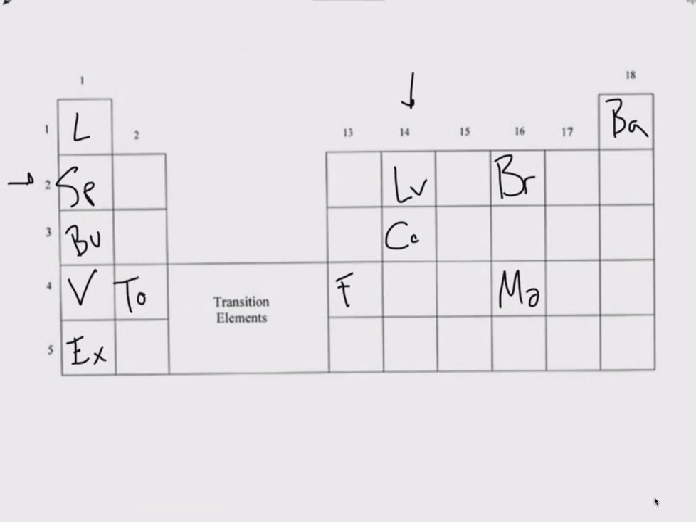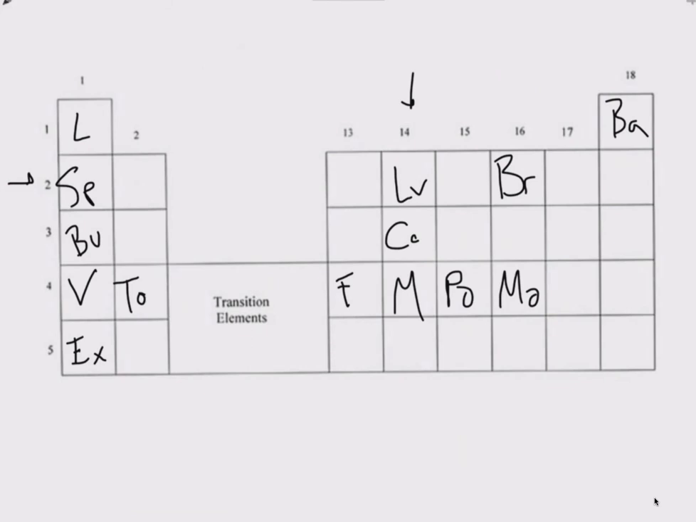Metalloidium and poisonium are found in period 4. Poisonium is more massive, which means heavier than metalloidium. So we're going to say that poisonium is bigger, which means it's going to be to the right of metalloidium.